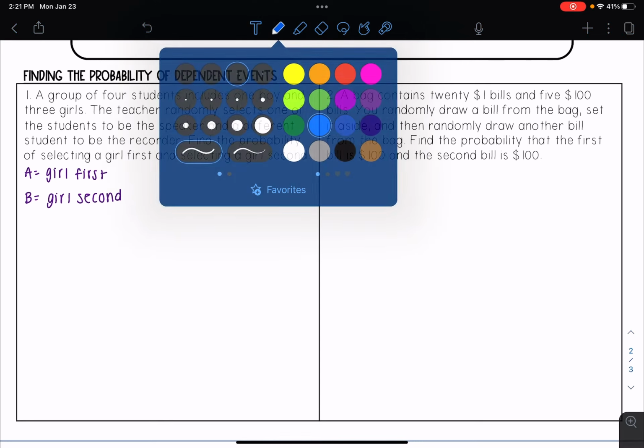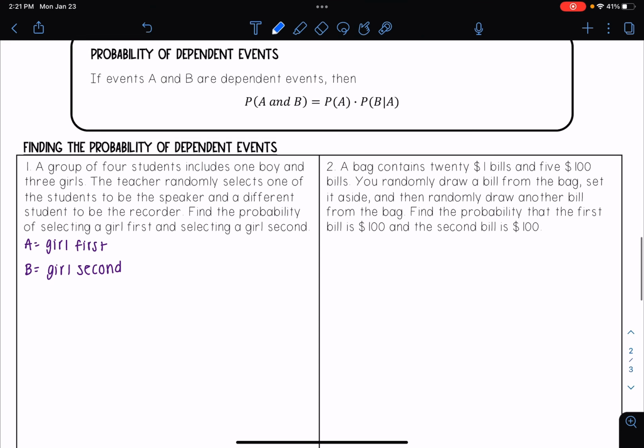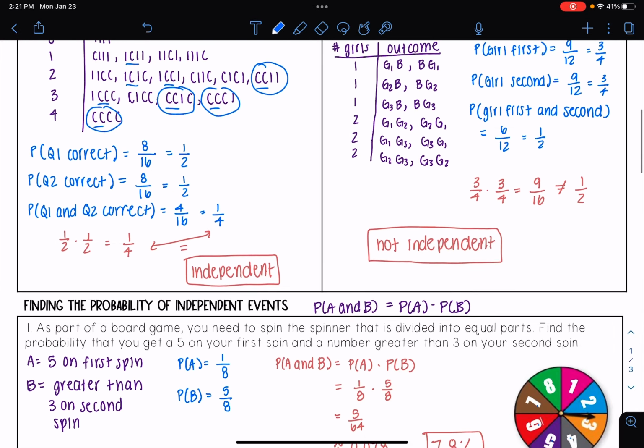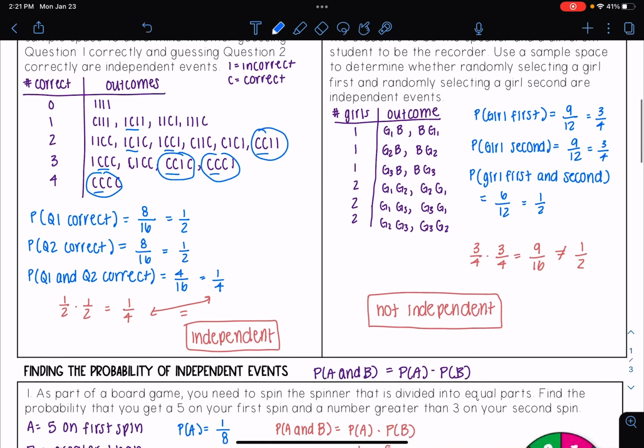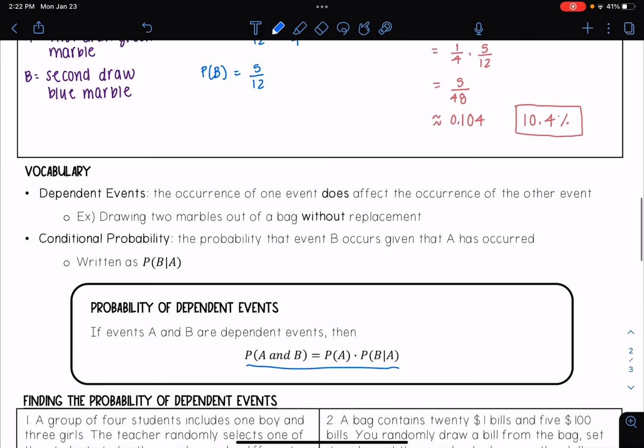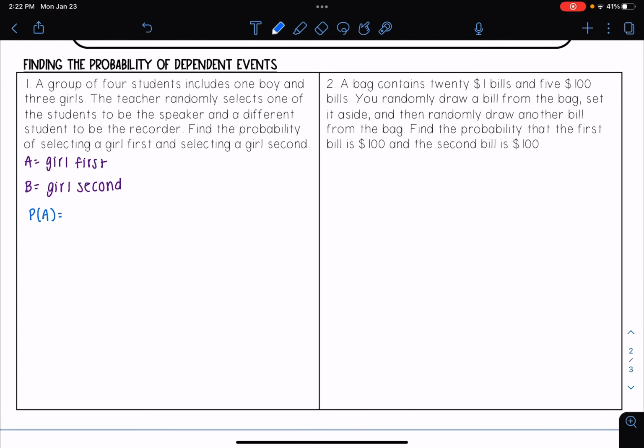First, on this equation here, I want to find the probability of A. So I want to find the probability of getting a girl first. If I go back to that problem, we found that the probability of a girl first was 9/12, which is equal to 3/4.